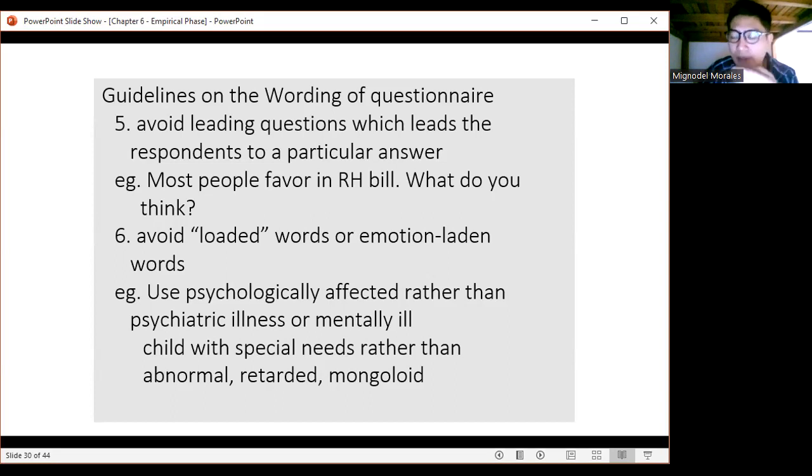No, let him or her express if it's amenable or not amenable and why. Avoid loaded words or emotionally laden words. For example, use psychologically affected rather than psychiatric illness or mental illness child, because some words connote discrimination and stigma. So kailangan i-limit yun.